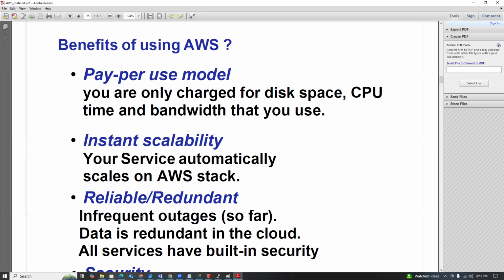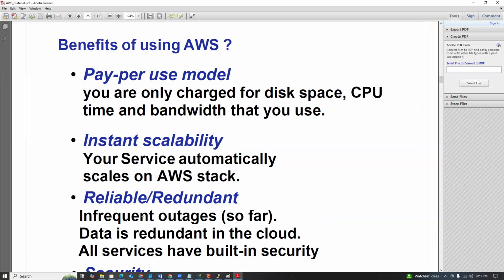You are only charged for disk space, CPU time, and bandwidth. Instant scalability: your services automatically scale on the AWS stack. I already told you, right? If you configure that if 20,001 people access that server, it automatically creates another server and scales up. Your services automatically scale on the AWS stack. Instant scalability: scale up and scale down.